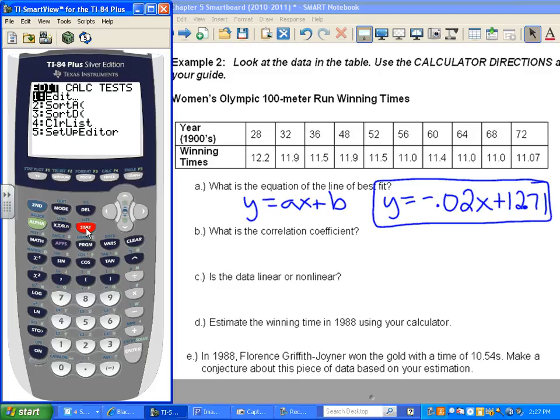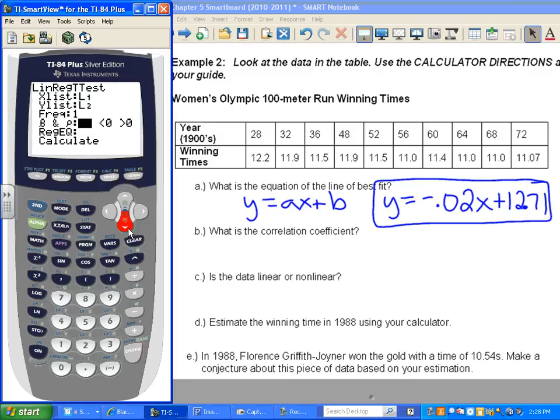All right, so we're going to go over to tests. Scroll down to LinRegTTest. You will learn what this really is if you take AP Stat or CHS Probability Statistics or Calculus. So LinRegTTest is letter F. You can either go down or go up. It's up to you guys. Hit enter. Scroll down to calculate.